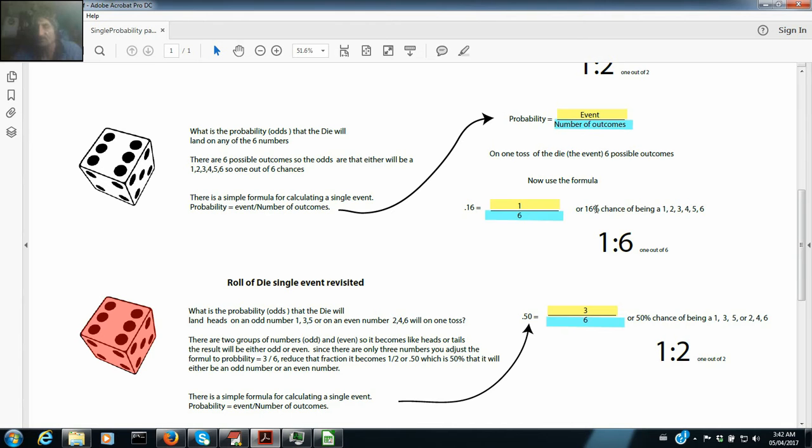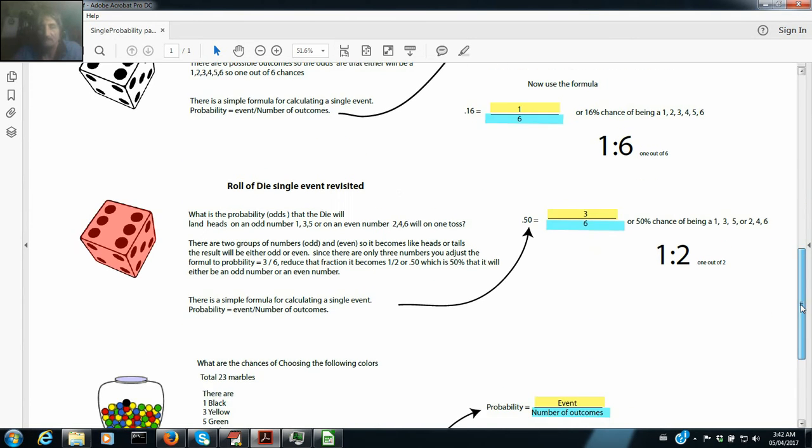or 16% of a chance that the number will land either on a 1, 2, 3, 4, 5, or 6. So if you're a gambling person and you put $50 on number 3, you've got a 16% chance of being able to collect your monies. So just remember, event divided by number of outcome gives you probability on single events.